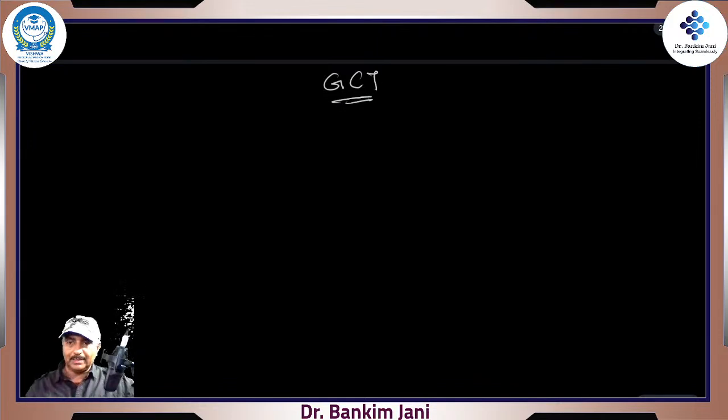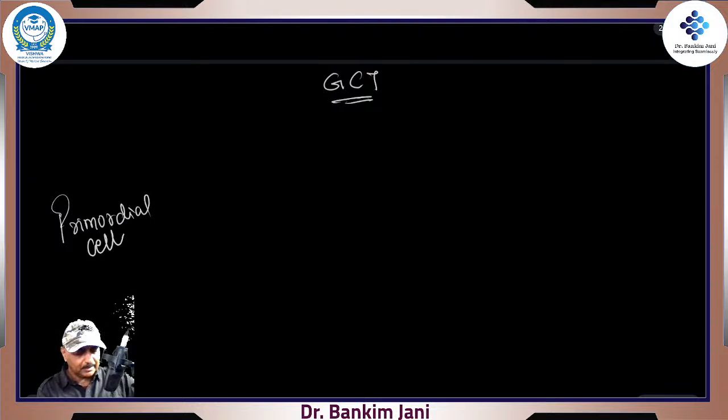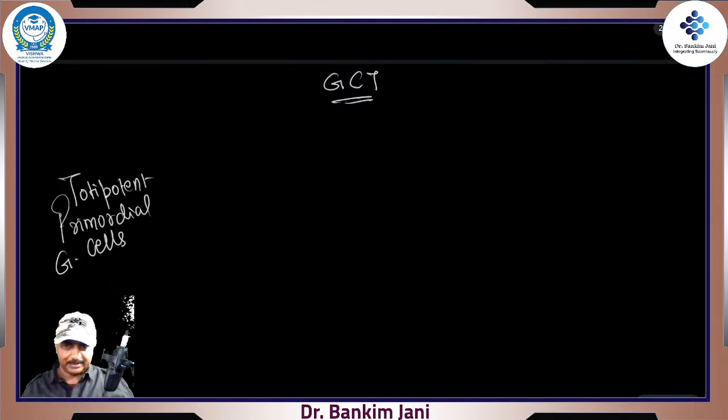See, the whole life starts with those basic primordial cells, right? Primordial cells. In fact, they are called totipotent, right? Totipotent. It means that they can be anything. Totipotent, primordial, germ cells. Life starts from that.